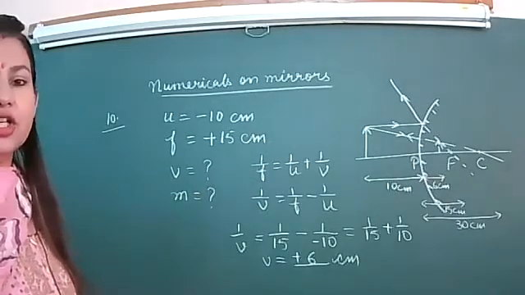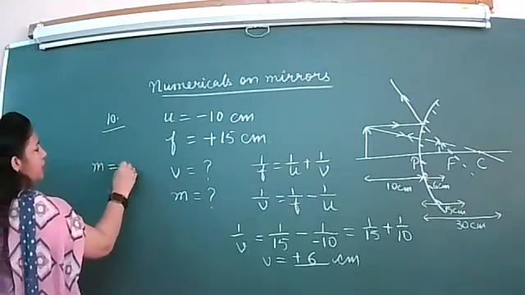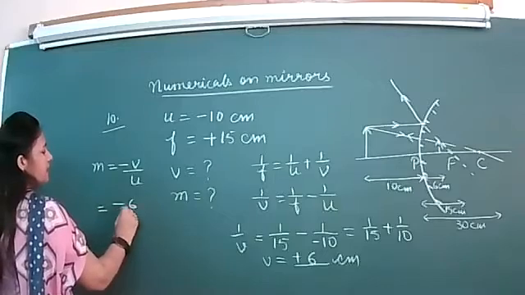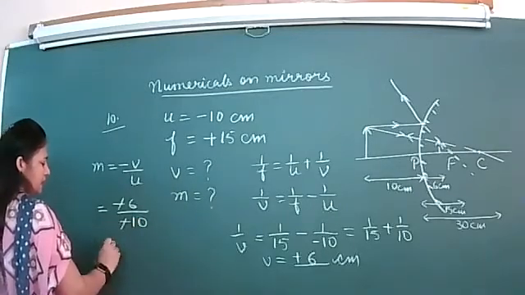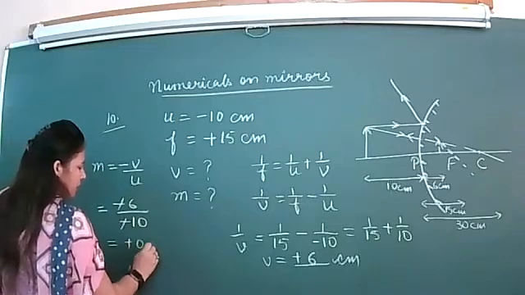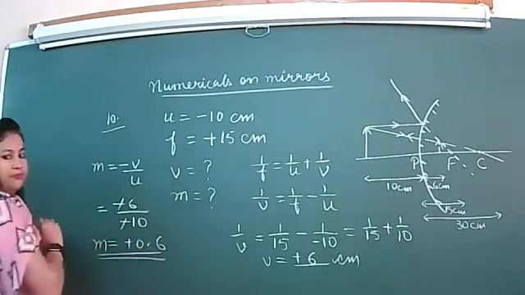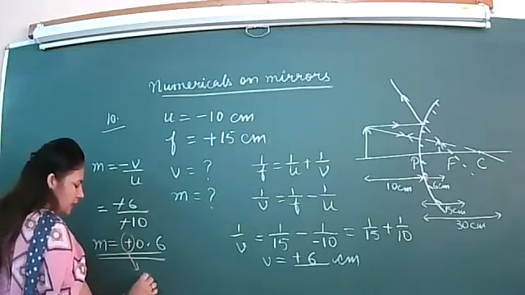Now we have to find nature of the image. So for that purpose, let us find magnification, minus V by U. Minus V is 6, U is minus 10. Minus minus get cancelled and your magnification is 0.6. So what does it tell? Positive sign shows that image is virtual and erect.